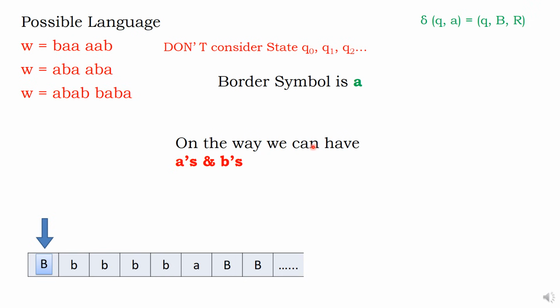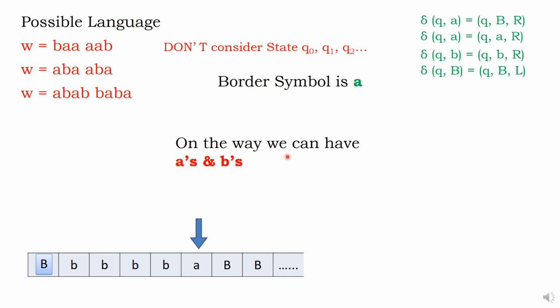On the way, we can have A's also, B's also, whatever may be. Replace B by B, replace A by A also, because we have to catch this blank. So that is what I am doing. Replace A by A for this letter, replace B by B for all these letters. Anything is possible, moving right, and I reach this particular blank. After that, what we should do? Replace blank by blank, go left side. That is what I am doing.